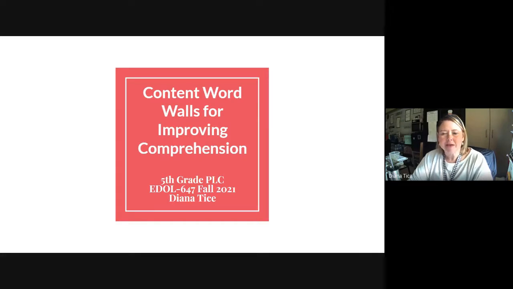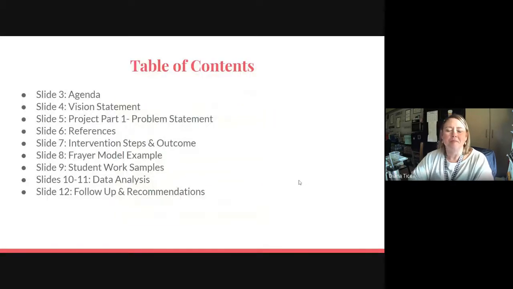So, getting started. The table of contents, or what we'll be viewing today on the slides, is the agenda for the meeting, a vision statement, part one of the project, which is the problem statement, and the references that I used as resources. The next slide would be intervention steps and the outcome. The next slide, I have some examples, as well as the slide after that, I actually have some student work samples. And then some data analysis, followed by a follow-up and recommendations.